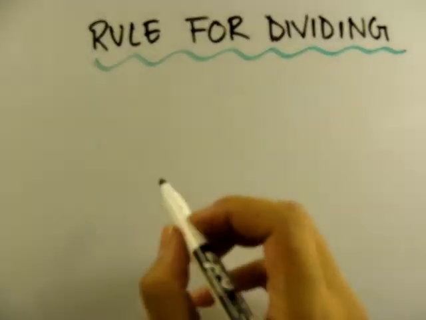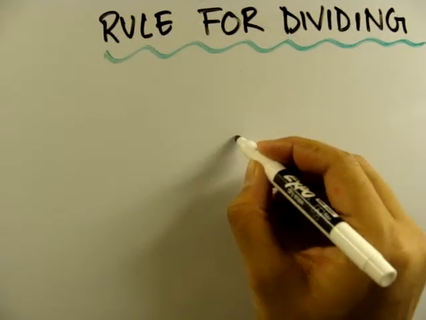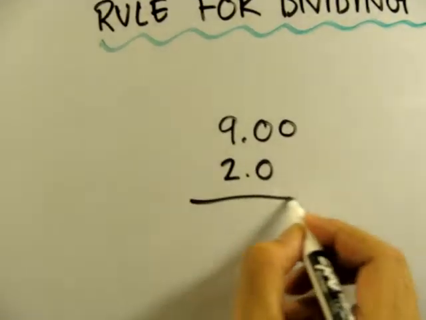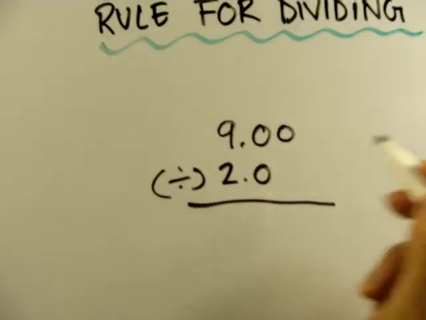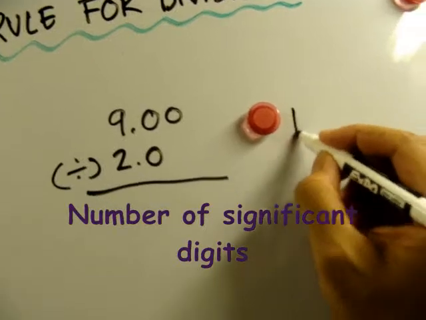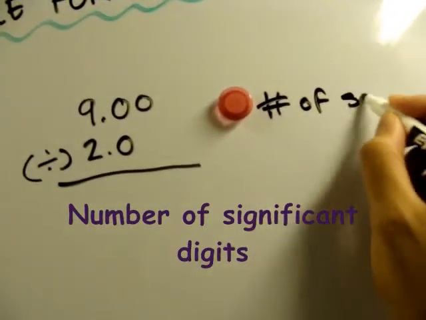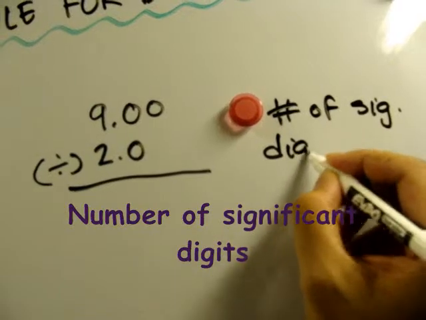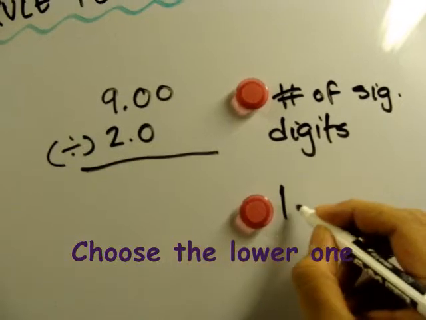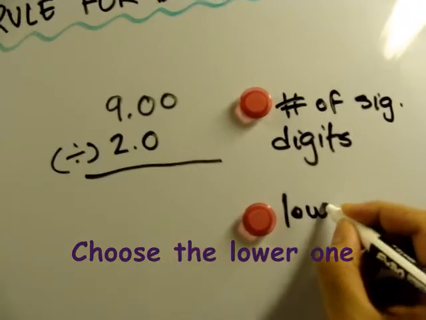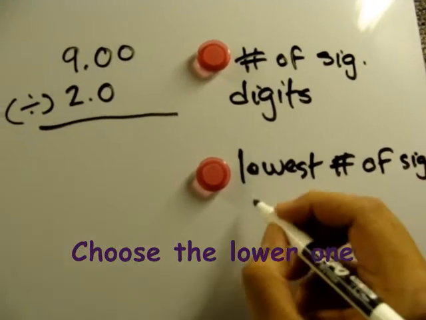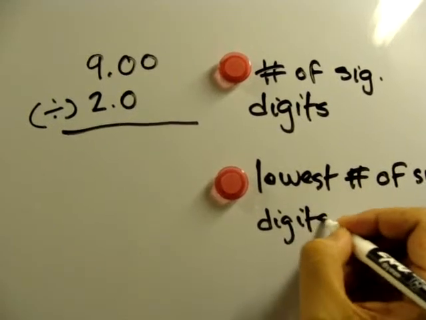The next thing we're going to look at is the rule for dividing. This is our last rule. Let's say our numbers are 9.00 divided by 2.0, and we're dividing it. The rules for dividing are actually very similar to the rules for multiplying. Our first rule is that we look for the number of significant digits in each of the numbers that we have. The second rule is that we look for which one is the lowest number. The lowest number of significant digits is the one that we are going to choose for math.